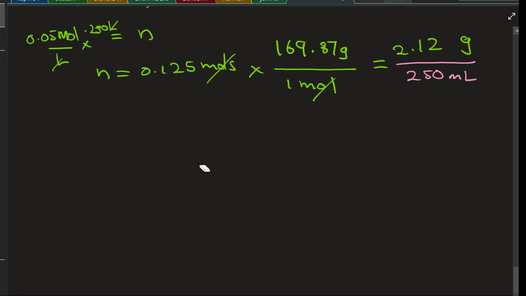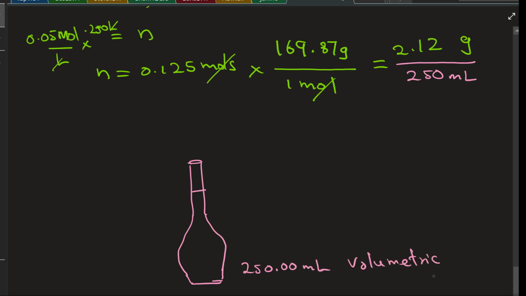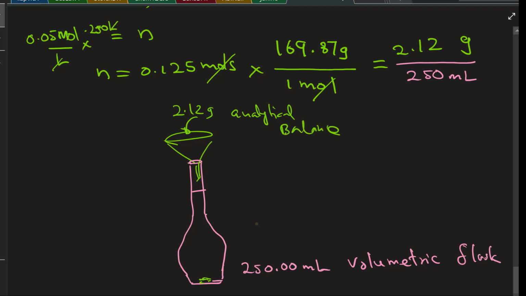Now we're going to write a few sentences on how to do it in the laboratory on the bench. So how do we do it? We need precise measurements, so we're going to take the 250 milliliter volumetric flask, precisely 250.00 milliliters. There are a couple of grades, but that's what it is. Now you grab a funnel and you measure the 2.12 grams of silver nitrate on the analytical balance. Actually, it has to be up to 4 decimals, but we'll stick with the numbers we have.